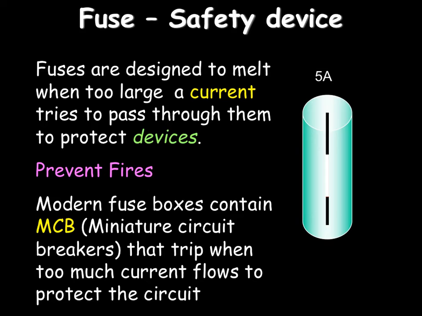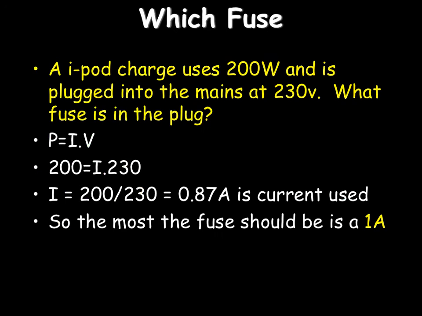Aha! Fuses. Fuses are to prevent fires. What are they not to prevent? They're not to prevent electrocution. Fuses melt to prevent too large a current going into the device, which will cause it to catch fire. Modern fuses are often miniature circuit breakers these days, but this is one which is just a simple wire which is so thin that it'll heat up when it gets to more than 5 amps and melt.